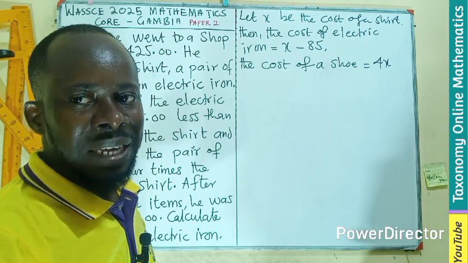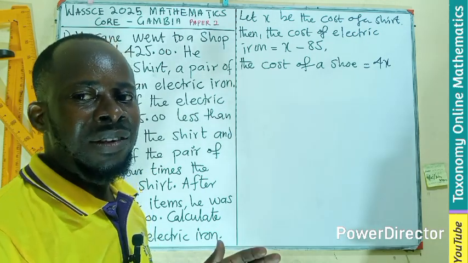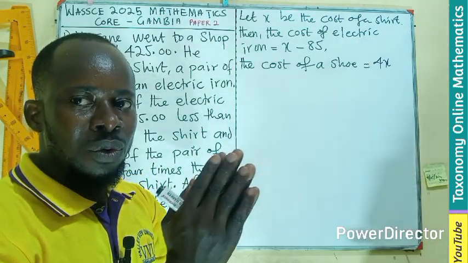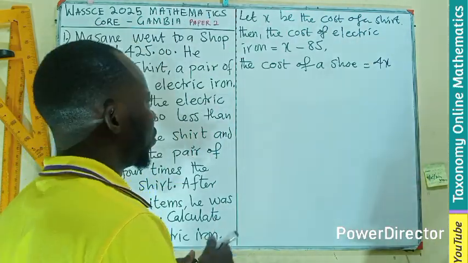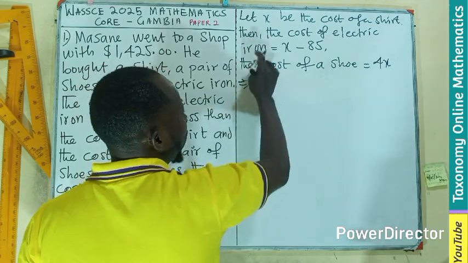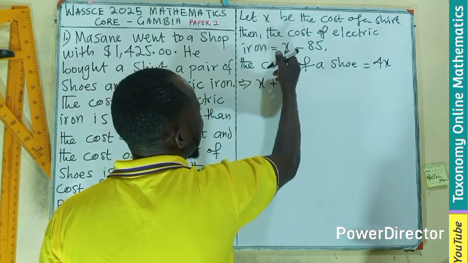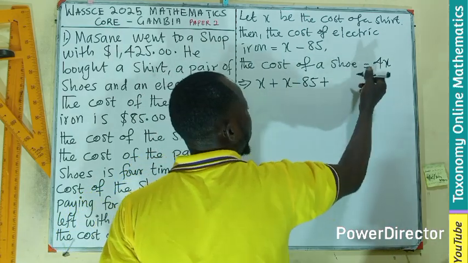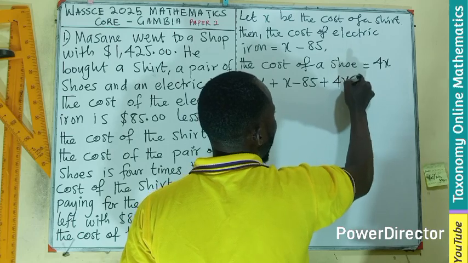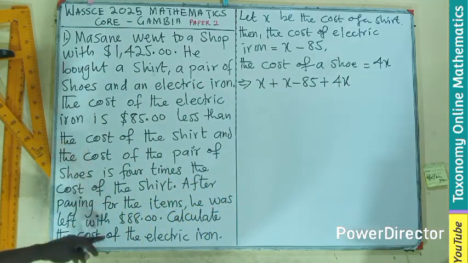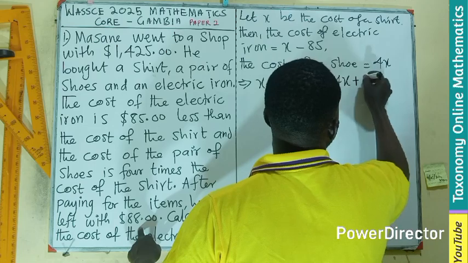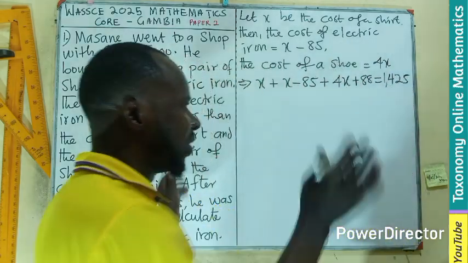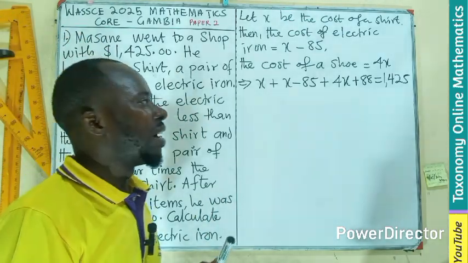Then he still has $88 left after buying everything. So let's put all the costs together, equal to the value that he went to the store with. So this implies that the cost of a shirt X, plus the cost of an iron X minus 85, plus the cost of a shoe 4X, plus whatever is left after buying everything, 88, is supposed to give us 1,425. Everything, when you put them together, we have to get that value.